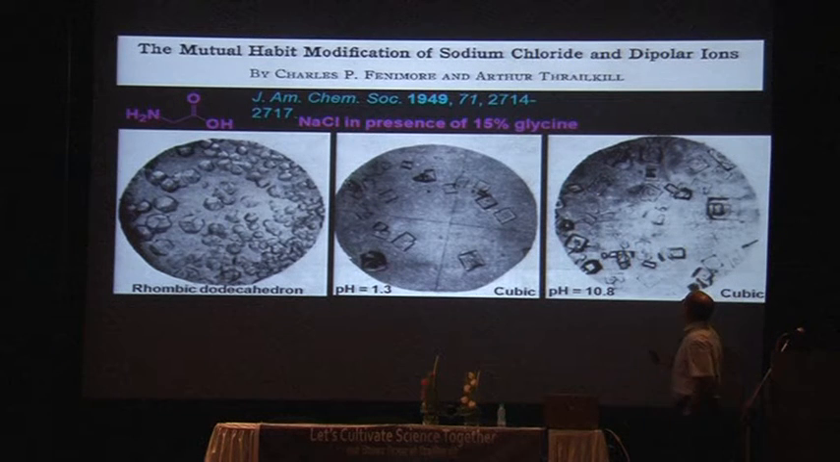Then one day we found this paper. In 1949, somebody reported that if you use glycine, then you get a crystal of sodium chloride which looks like a rhombic dodecahedron. And this is what we wanted. We did not know about this paper when we did all kinds of other things. But finally we saw this paper, and we went back and read it in detail. It is only a report saying that sodium chloride gives you rhombic dodecahedron and nothing else. It does not even say how much glycine you have to add. So we thought, okay, let us do this.